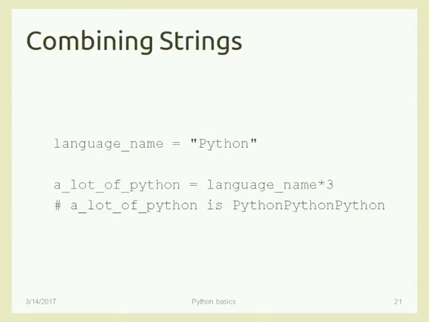Another way to combine strings in Python is by repetition. We can have a string, like in this way Python, and we put it in a variable that is language name. And then we can create a new variable that is a lot of Python, in which we would like to take the language name and multiply by 3. So we want to repeat Python 3 times. The output of this operation is that this variable will contain Python, Python, Python. How many Pythons? The number written here. And this is the repetition operator in Python. Obviously, as before, you can multiply a number by a number. And differently from before, you can multiply a string by a number.